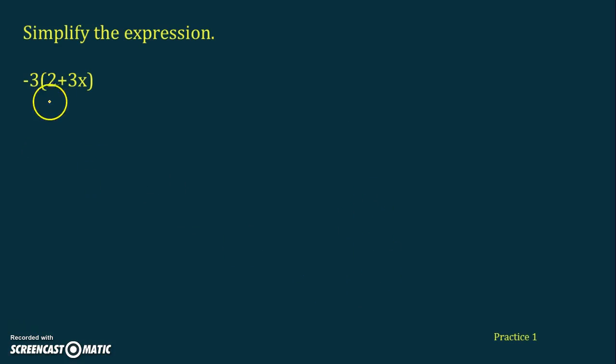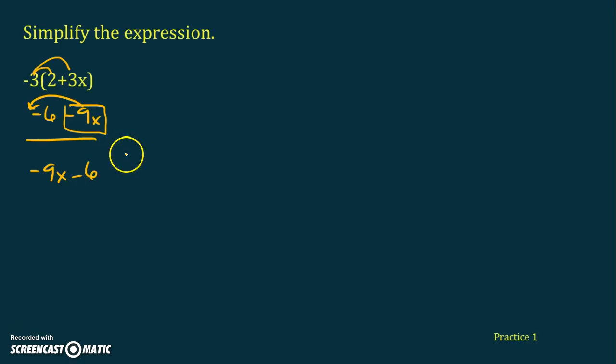So here we have simplify the expression. So that just means distribute. That's the only thing that we can do here to simplify. So we've got negative 3 times 2, that's a negative 6. Negative 3 times positive 3 is a negative 9, times x is 9x. And we can go ahead and just leave it like that. If you wanted to use the commutative property, you could commute the negative 9x in front of the negative 6, and you would get negative 9x minus 6.